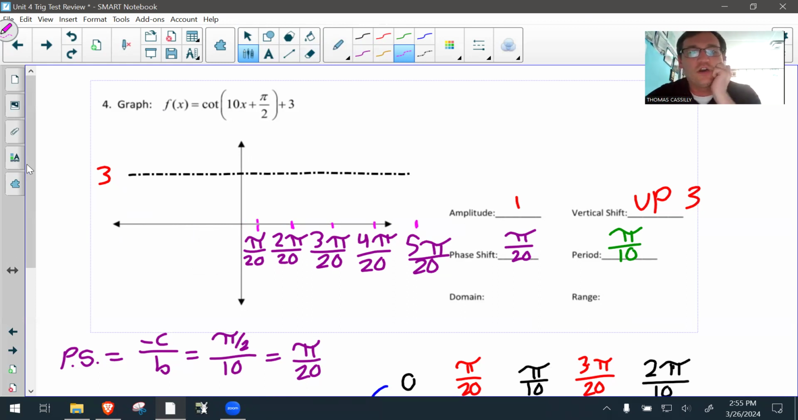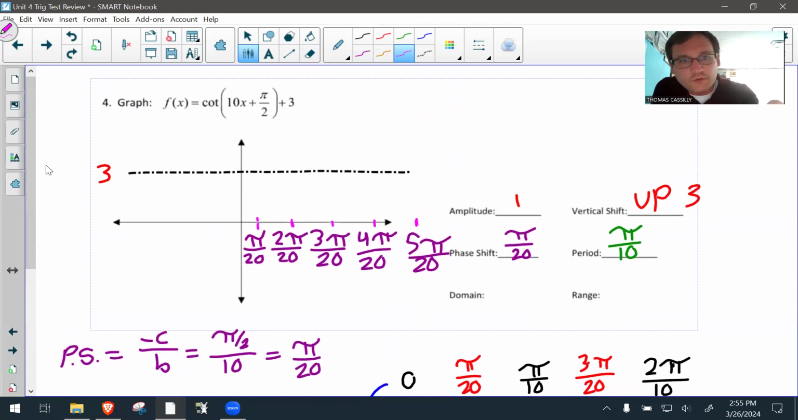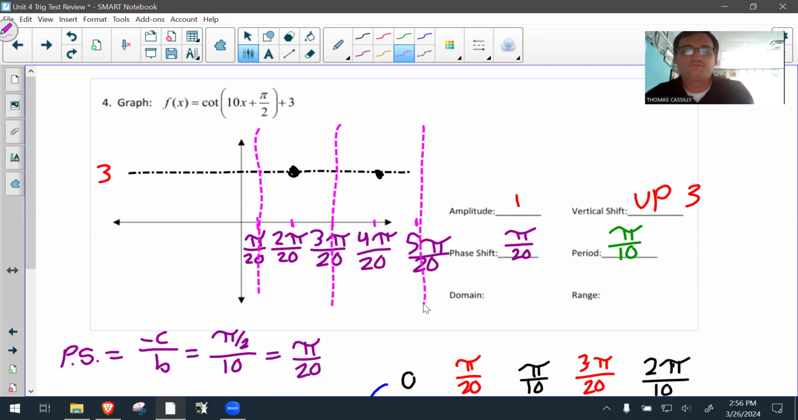All right. Now, according to the pattern that I have drawn here, you want to start with an asymptote. So we are going to draw an asymptote right here. And then this is where it crosses that new axis. And then we have another asymptote. And then we cross the axis again. And then we have a third asymptote right here.